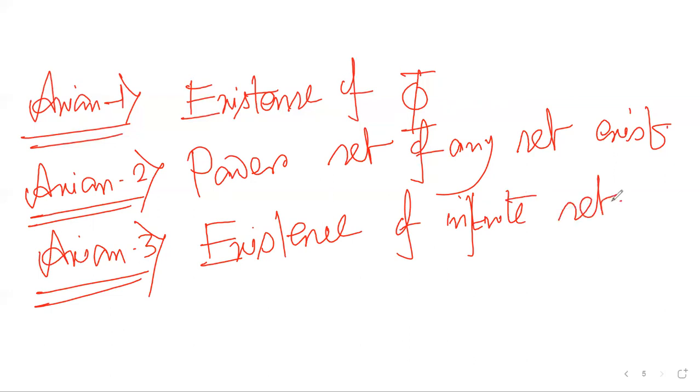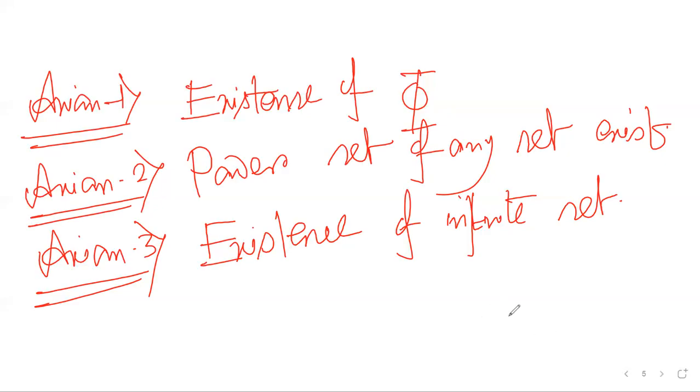What is the meaning of axiom? The meaning of axiom is that it is a rule. We have to abide by this rule and assume it, and then we will construct the natural numbers. Now we assume these three axioms, then we construct the natural numbers. So let's start the construction. First see once again the three axioms: existence of the null set, existence of the power set for any set, and then existence of an infinite set.